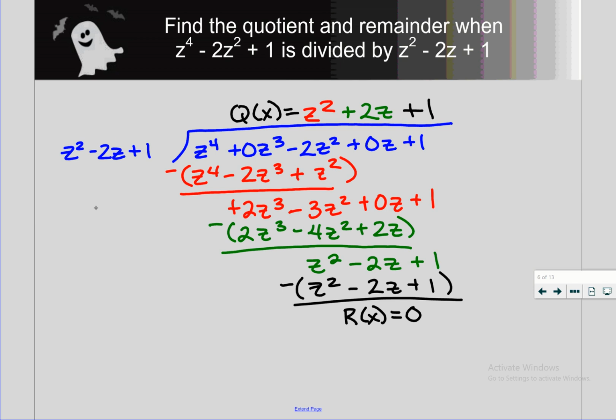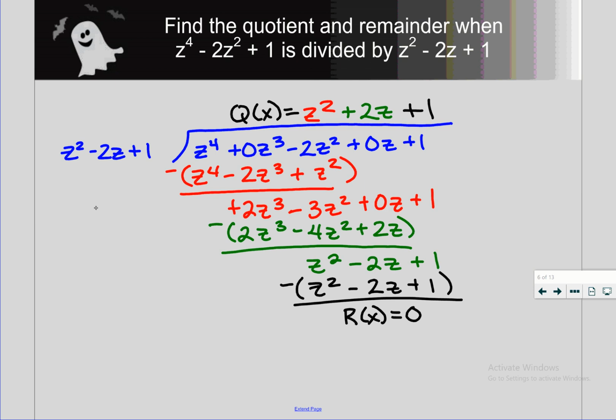Yeah? Can you explain how you got the first one? How I got this one here? Yeah. Yep, okay. So z squared times what gives me z to the fourth. So it's got to be a z squared. Then I multiplied z squared by each of these on the side. So z squared times z squared gives me z to the fourth. Z squared times negative 2z gives me negative 2z to the third. And z squared times 1 gives me z squared. Okay, thank you. Yep.